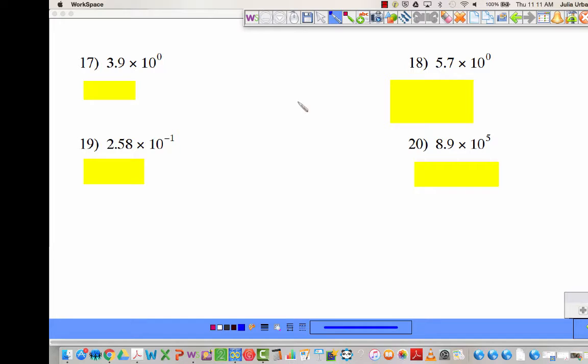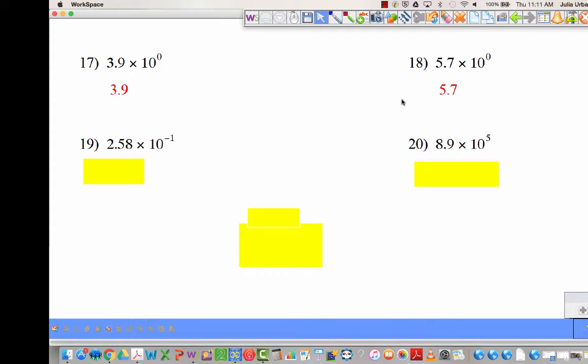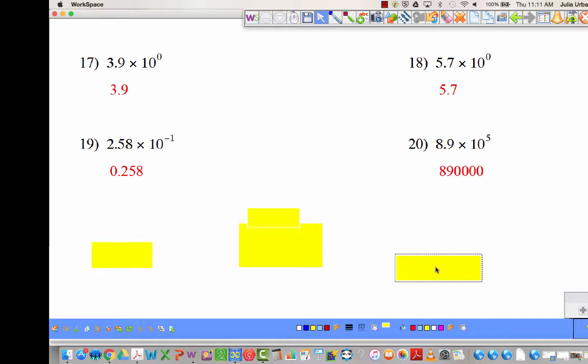Number 17. Stop for 1 second, please. Let's just review this. If it's 10 to the 0, it doesn't go right or left. It's 3.9. If it's 10 to the 0, it doesn't go right or left. Any questions on 17 and 18? Number 19 would have gone 1 place where? To the left, so it would have been 0.258. Number 20. Which direction do we go? To the right. And there's already a 9 there. How many zeros do you add? 4 more. 890,000.